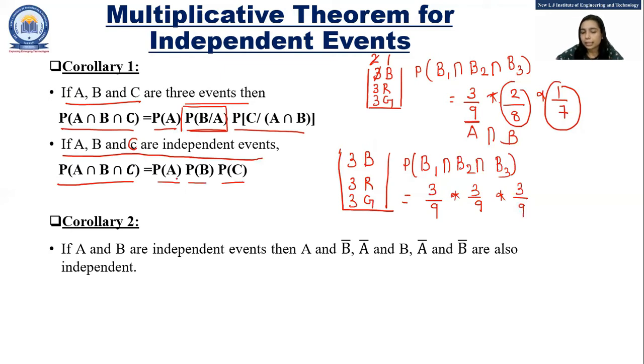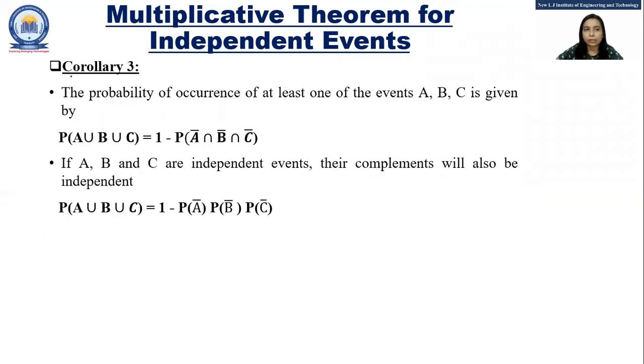So here there is nothing but P of A into P of B into P of C. Now the next corollary is that if A and B are independent events, then A and B bar, A bar and B, A bar and B bar are also independent. Now moving to the next corollary, that is corollary 3.